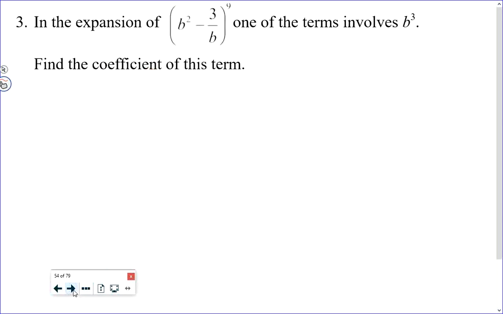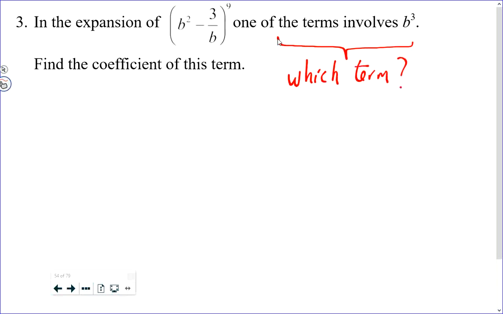Example 3. In this expansion, one of the terms involves b cubed. What this means is when you expand this out, there might be terms that have b to the 12. There might be terms that have b to the 0. But we're interested in the term that has b cubed. And what we need to know is which term. I want to be very clear here, that's not what the question is asking. But in order for us to find the coefficient of the term, you have to know which term it is.